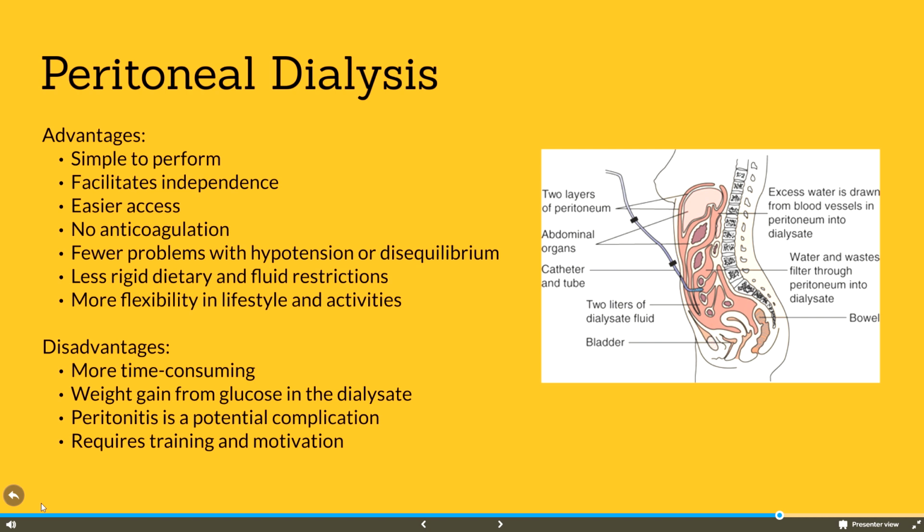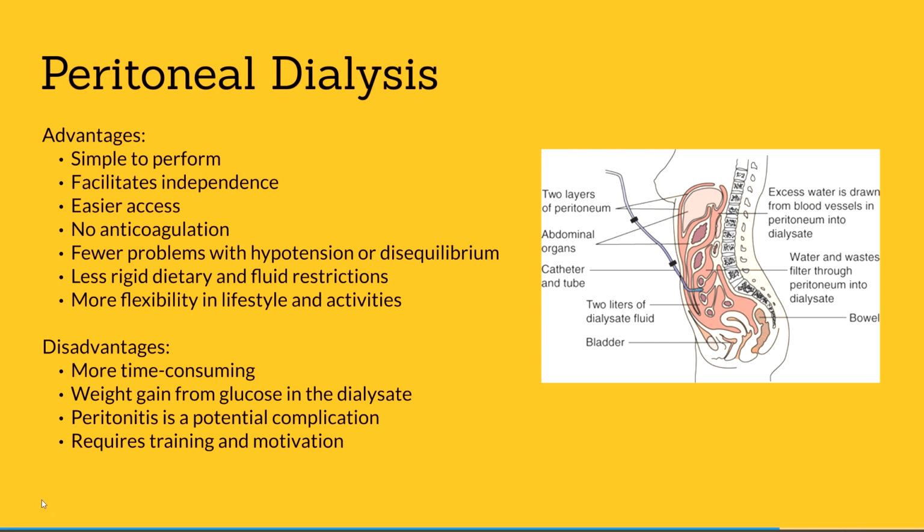Typically these patients hook it up and let it run overnight. There is weight gain from the glucose in the dialysate. Peritonitis is a potential complication because you are injecting a solution directly into the peritoneal cavity and pulling it back out. And it does require training and motivation to continue to do it properly and the way that they need to be doing it to make sure that it's effective.